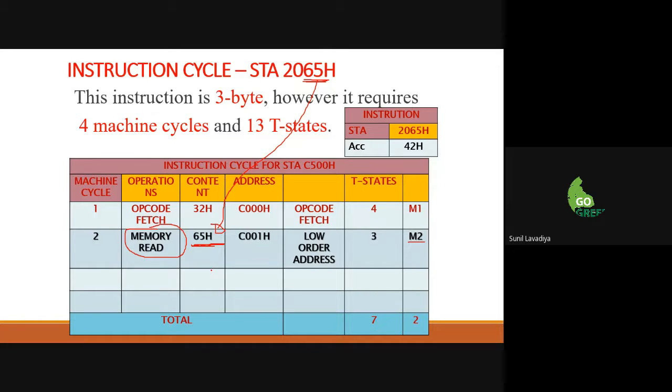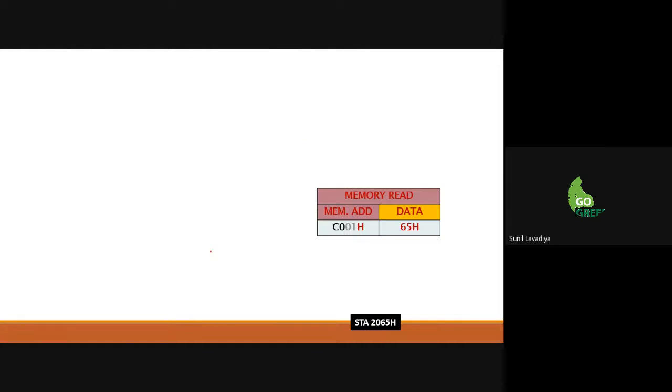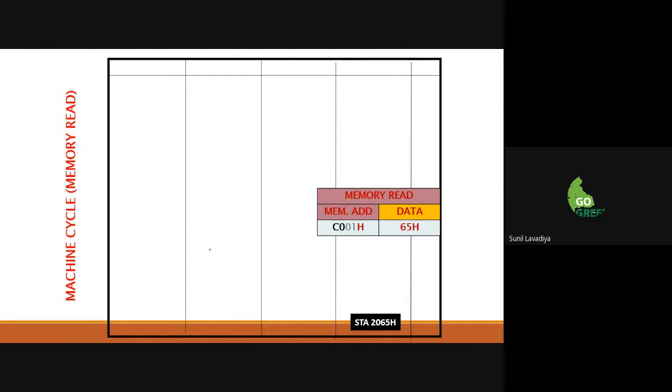Let's draw the diagram of this one. Machine cycle 2 we are drawing right now, and at the end we will combine all the machine cycles. In your examination, no need to draw them individually. You can combine all the machine cycles, meaning in one diagram you can draw everything, okay? But here I am representing every slide one by one.